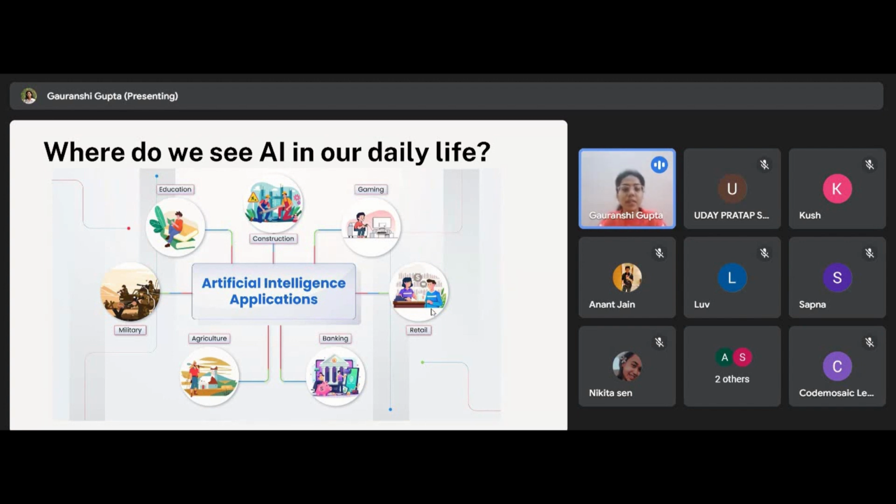Similarly, in education, we have very smart education platforms available, right? And also, we all know about the Proctor, right? In online exams, there is a Proctor who analyzes your movement, your eye movement, your hand movement, your head movement, right? So, in online education, in online exams, we use AI.